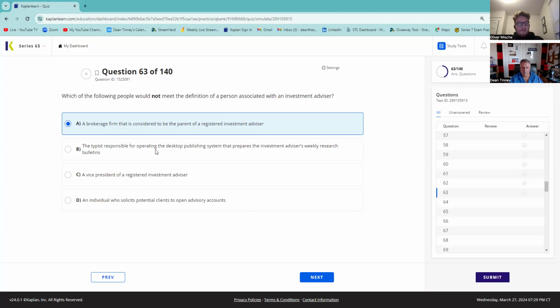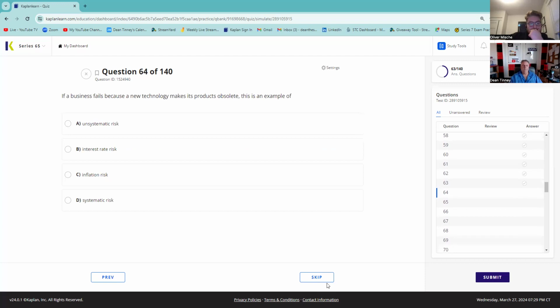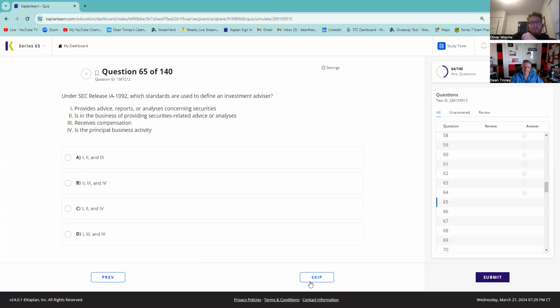And then operating the publishing system means she's not the one preparing the research product. She's just putting it in the system. Got it. If a business fails because of a new technology that makes its products obsolete, this would be an example of. A. Yeah, and the easy way to avoid that is diversify, right? Easy way to diversify is a mutual fund, right on.